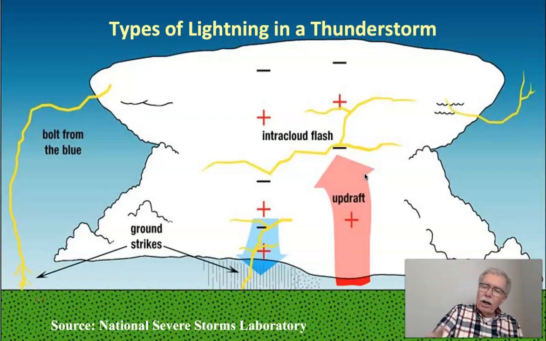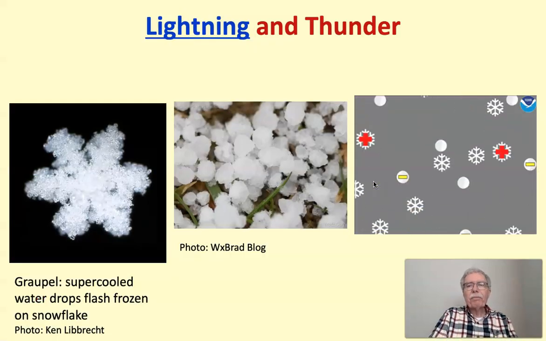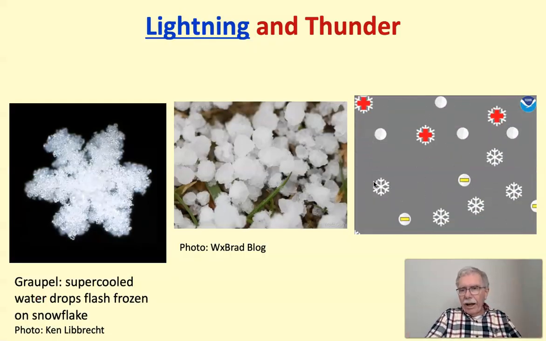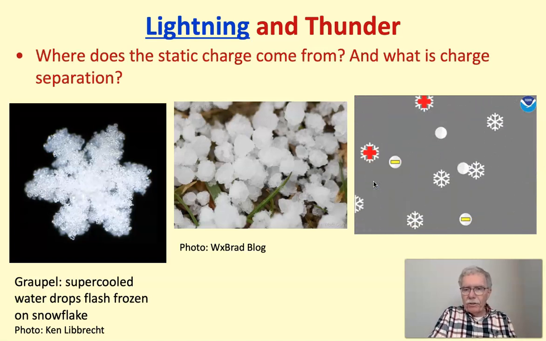Well, there are a bunch of different types of lightning. There's the most common type to us, and that is cloud-to-ground lightning. There's intra-cloud lightning within a cumulonimbus cloud, and then there's also inter-cloud lightning, which goes from one cloud to another. Basically, lightning is just a discharge of static electricity. So, how does lightning form? Where does the static charge come from?